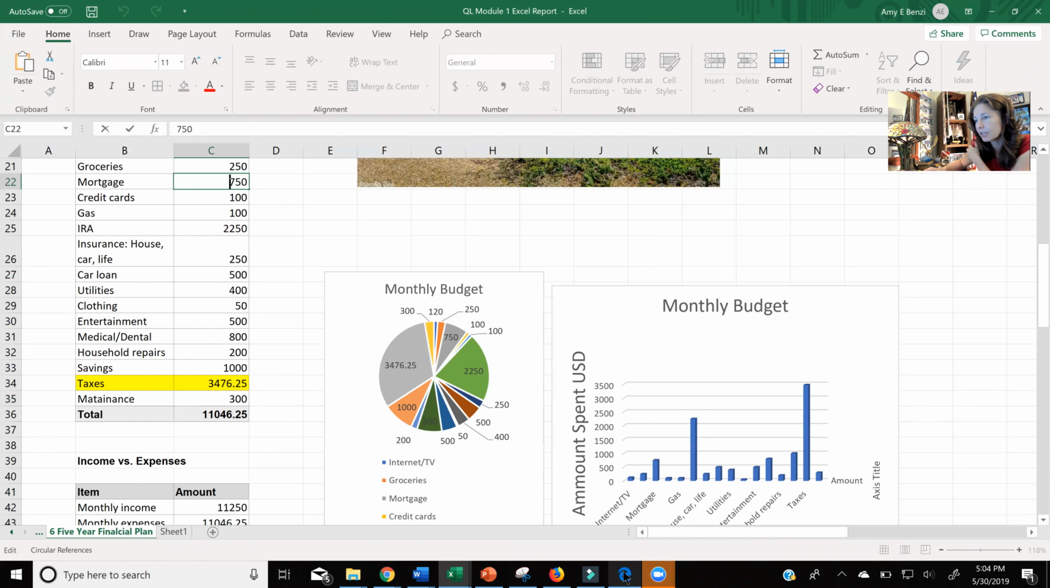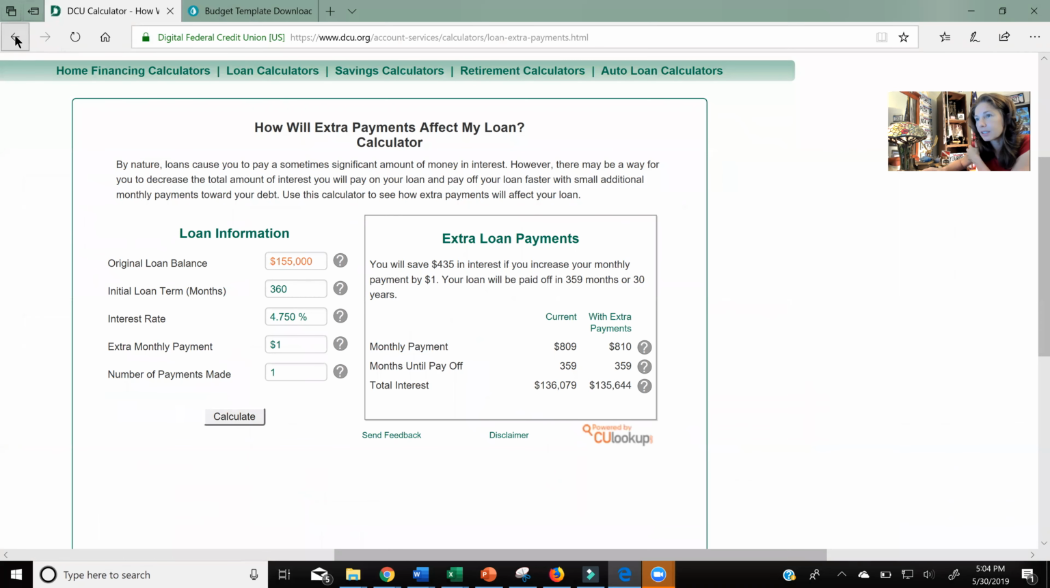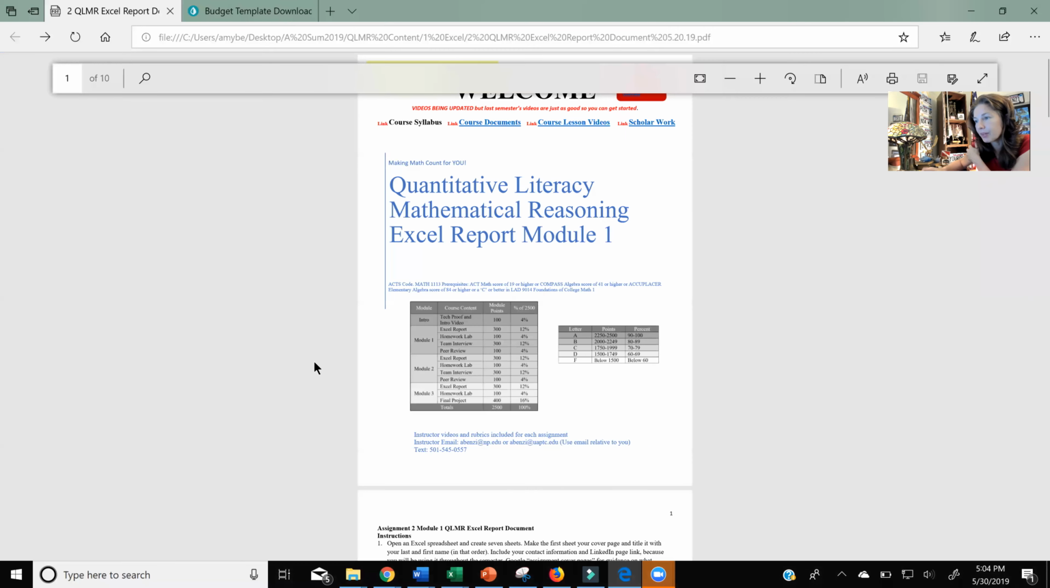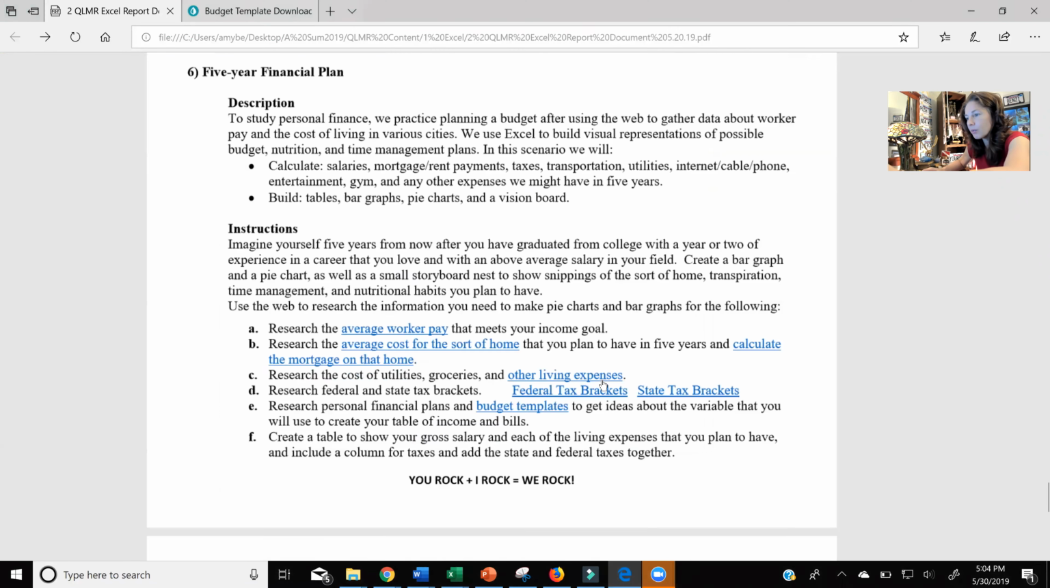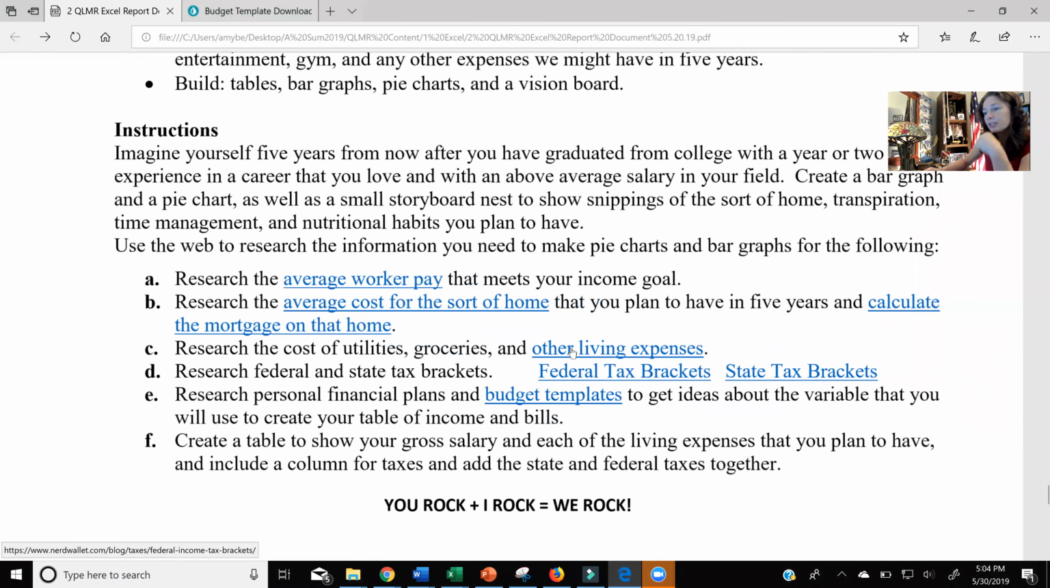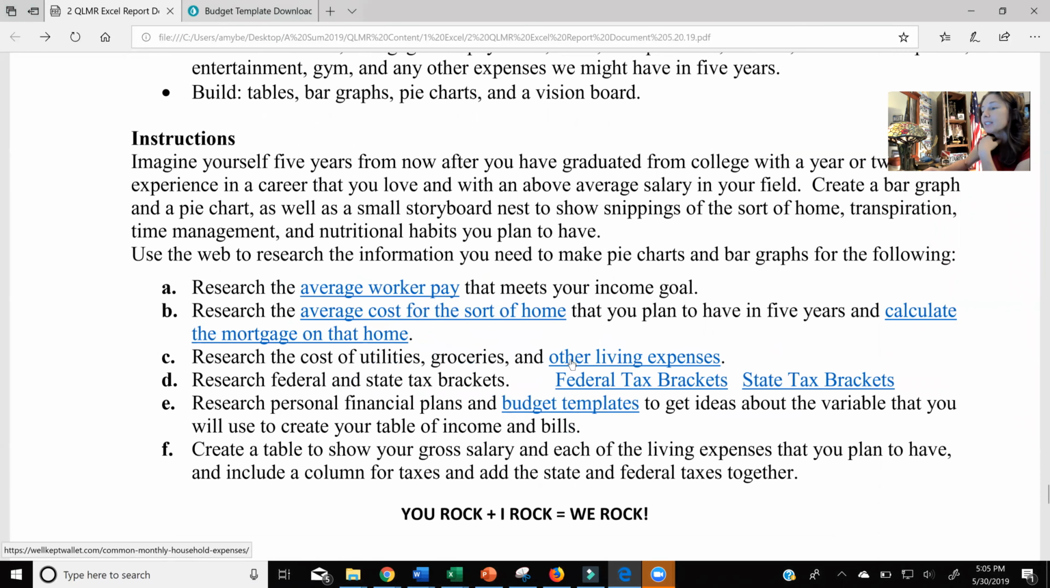Let's also look at the taxes. So on this document, where it says other living expenses, you can click that to find some different ideas on what might be good living expenses that you didn't think about. And then here you have your federal tax brackets.